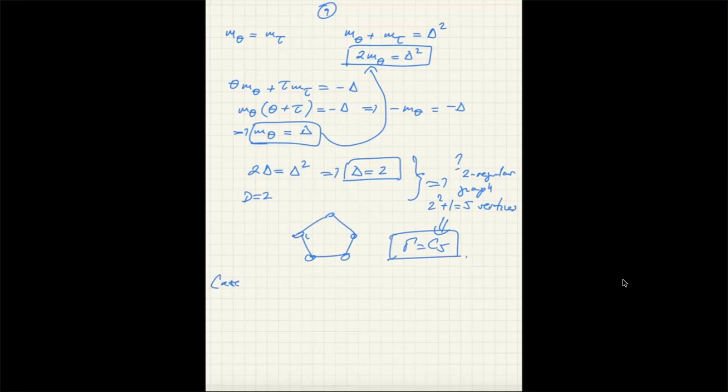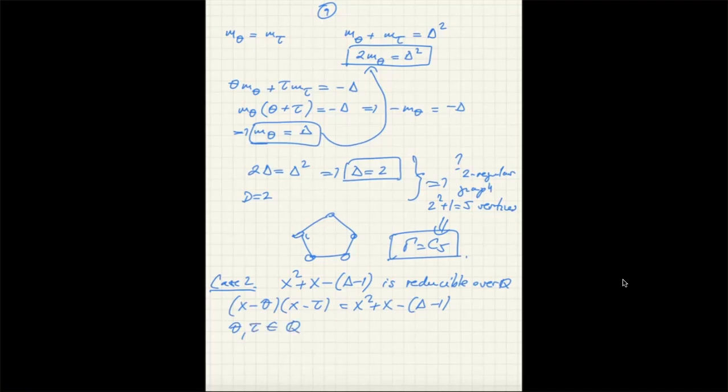Now, case 2 is when this polynomial, x squared plus x minus delta minus 1, is reducible over Q. So we have that x minus theta times x minus tau equals the polynomial, and theta and tau are rational. And I'll leave it as an exercise for you to prove that in this situation, theta and tau are actually integers. It's not too difficult.